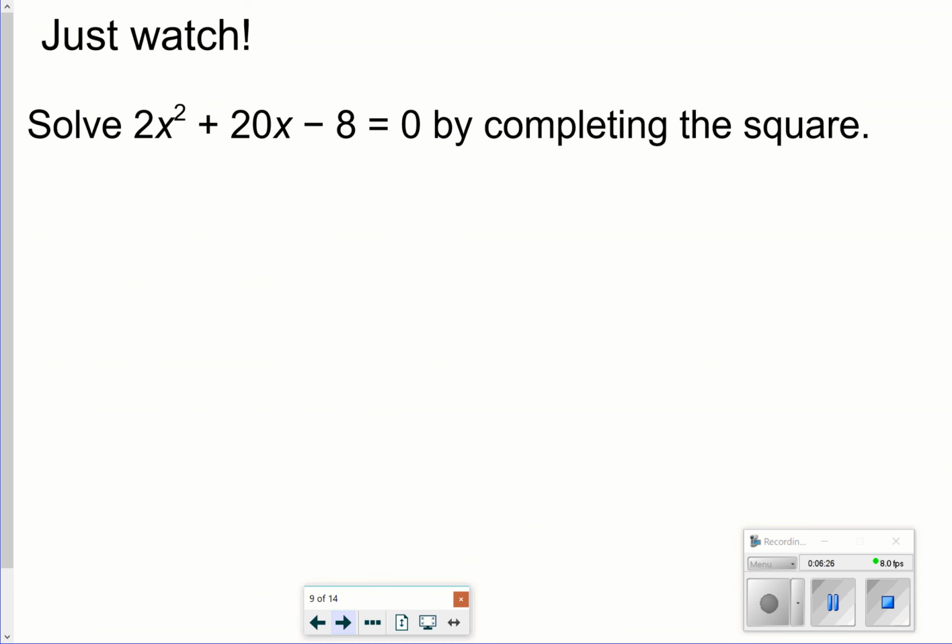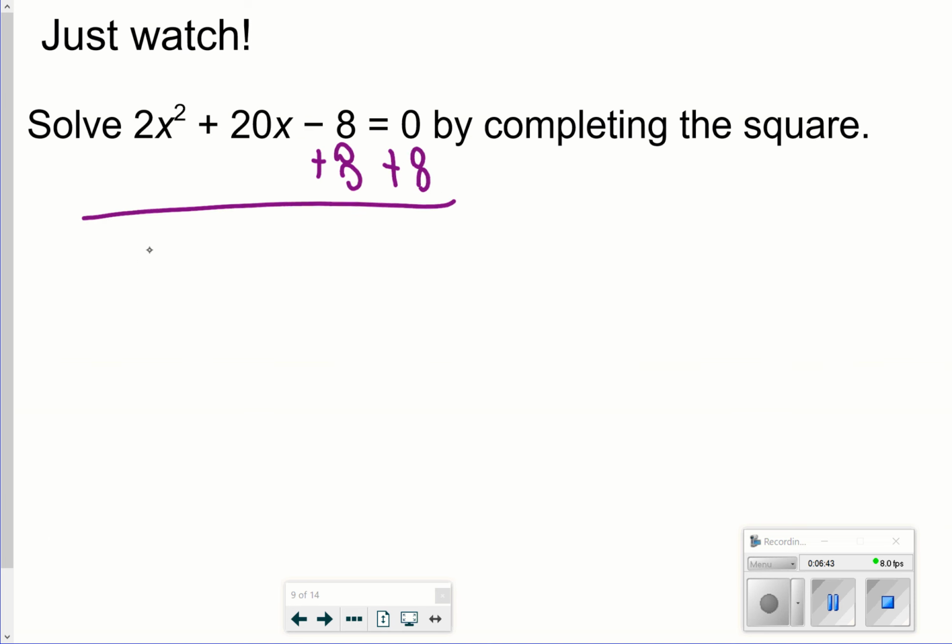Another thing we might want to consider too is what happens when I need to do some factoring or dividing first before I can actually start solving. Notice there's nothing on the right hand side, so my very first step is I'm going to move the minus 8 to the right hand side. So I'll have 2x squared plus 20x equals 8.